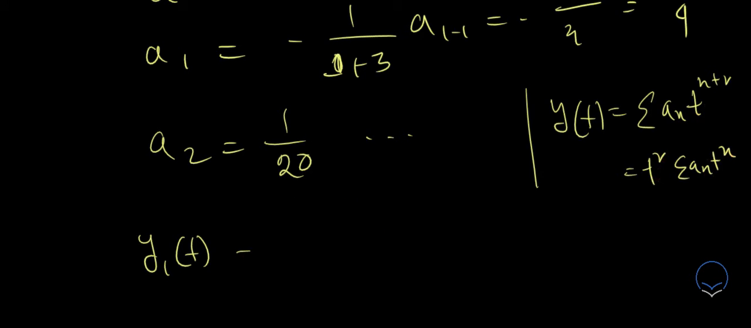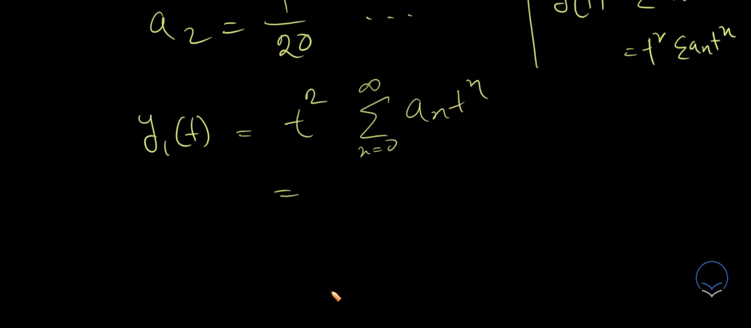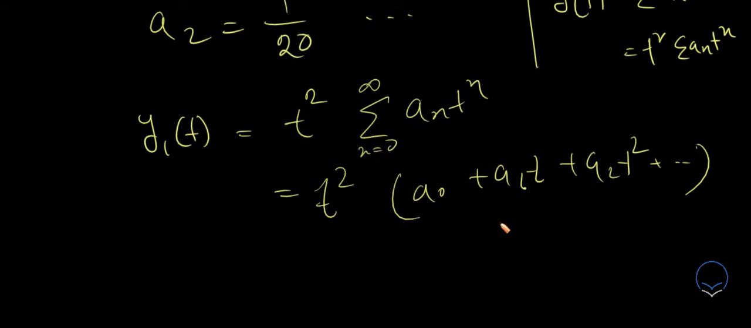And if you write that, this will be just t to the power 2, because here we are considering r1, that is 2, so there will be t square, and there is this summation that starts from 0 to infinity, a of n t to the power n. So if you expand this out, this will look like a0, a1 t, a2 t square, and so on. So now put the values of these a's.